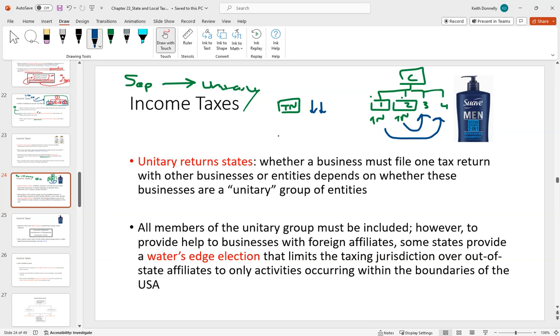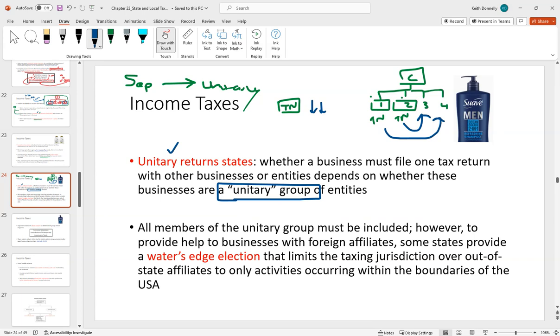tax. So now what states are doing is they're saying, look, we're going to move away from this separate return. We're going to move to a unitary return state, right? This is whether a business files one tax return with other businesses or entities depends on whether these businesses are a unitary group. In other words, we look at the businesses here, 1, 2, 3, 4, and we say, are they considered a unitary group?